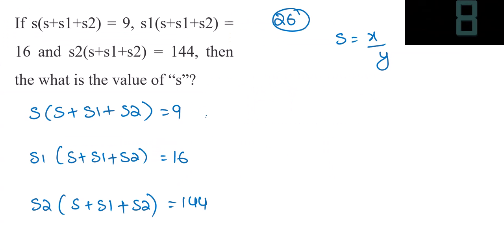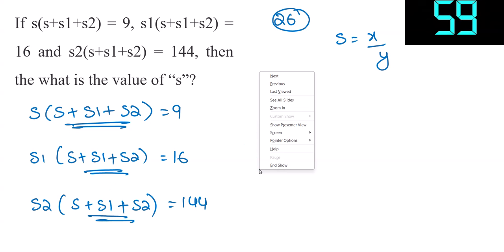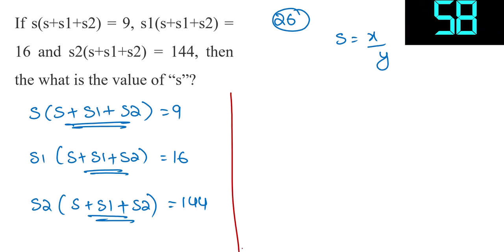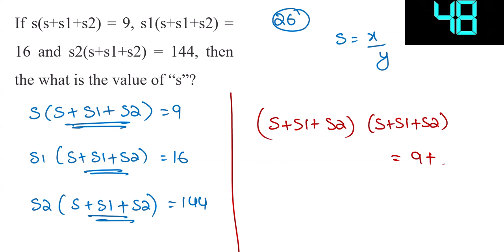It's simple, add all these equations. Because this is like k, let's consider this is equal to k. Every term is having that, no? So if you add the entire left side, then we get s plus s1 plus s2. Here also s plus s1 plus s2. It's like k square equal to 9 plus 16 plus 144, which is 169.